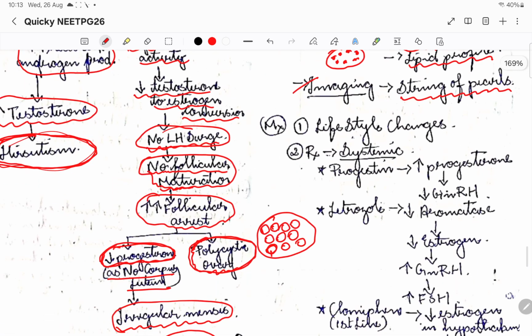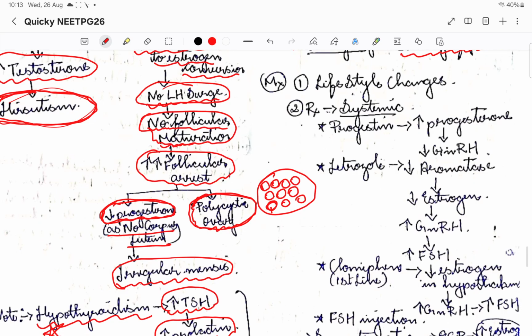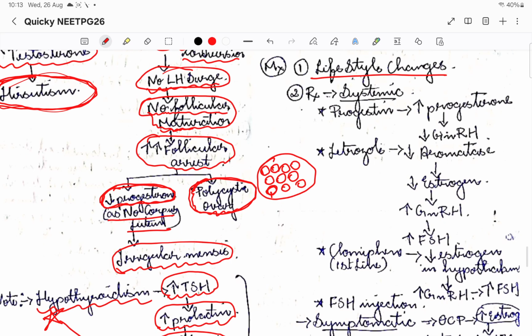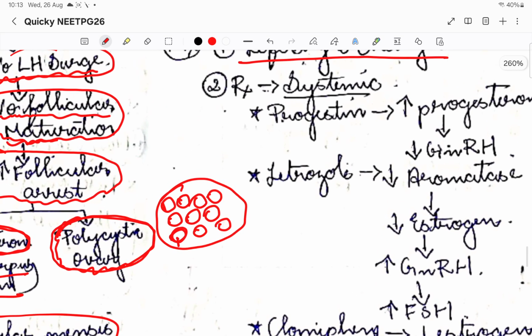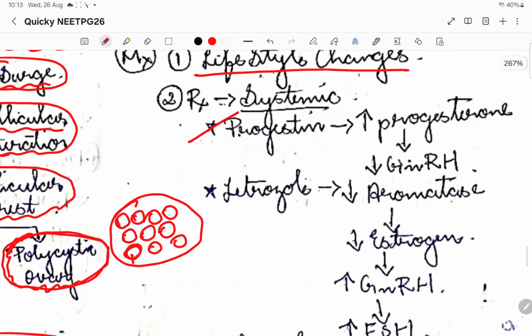So how are we going to manage the patient? Basically we'll tell them to make lifestyle changes. We are trying to deal with the cause first, lifestyle changes, then we are going to go for a systemic approach. To treat the irregular menses, we are going to go for progestin. We are going to increase the progestin and it will cause the GnRH to get reduced, so negative feedback.